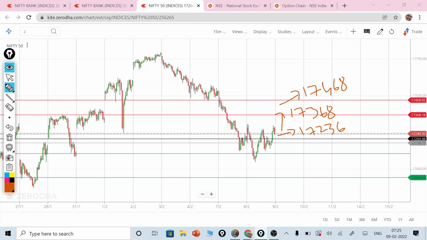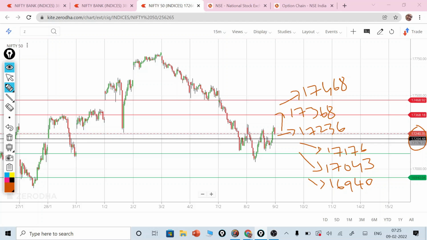The pivot range is at 17,204, which I have marked with the black color. Then the bottom central pivot is 17,176. If it falls below 17,176, then we can expect lower levels, very low levels, 17,043, that is yesterday's low. If that is broken, then we'll have 16,940. All possibilities are there.